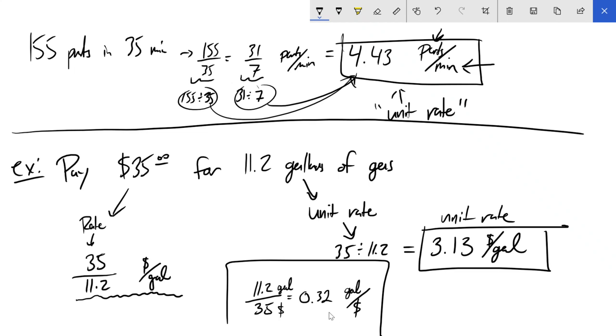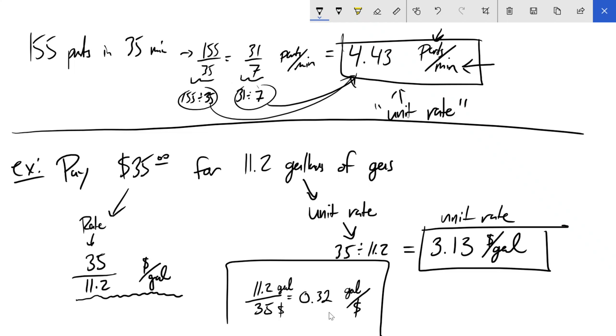Yeah, that's like if you went into the gas station and you said, I'll take $1 on pump 3, right? Then you're going to get 0.32 gallons. That's what you're going to get for $1. Whereas the flip side, it's telling you how much you're going to pay for a single gallon. So neither of them are wrong, and they're both unit rates, but you have to be careful about which one you calculate.